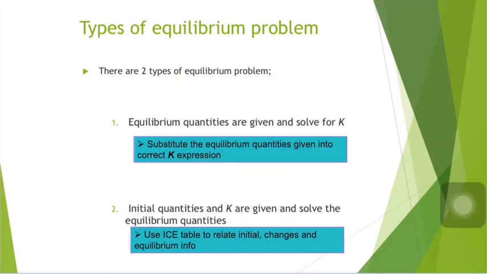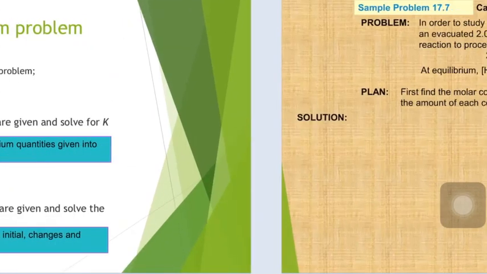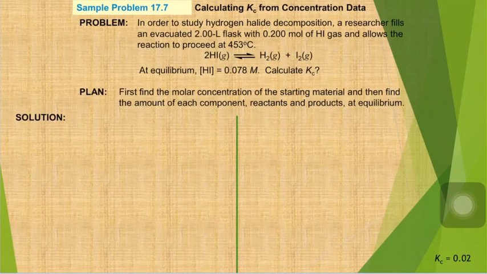Okay, so basically when we want to solve the equilibrium problem, we'll always construct our ICE table. This ICE table is to relate the initial, the changes, and also the equilibrium concentration of all components that are present in our equation. So let's look at the first sample problem.